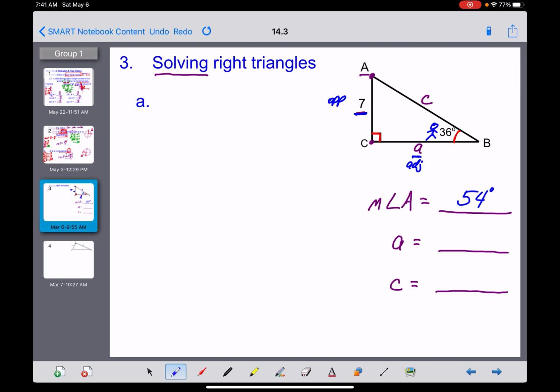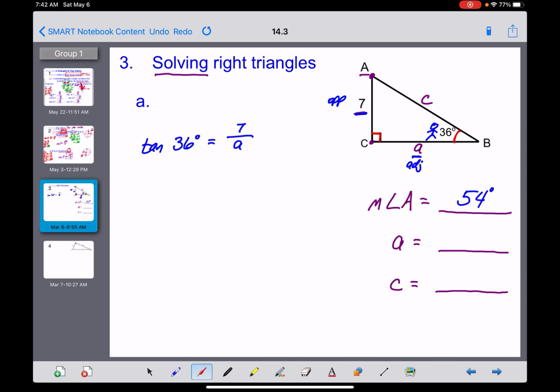So we just have to ask, and this is back to geometry now, the old way of looking at sine, cosine, and tangent: which trig ratio uses opposite and adjacent legs? SOHCAHTOA, this is tangent. So this setup is going to be the tangent of 36 degrees equals the opposite leg, 7, over the adjacent leg, which is A. So there's the equation we have to solve.